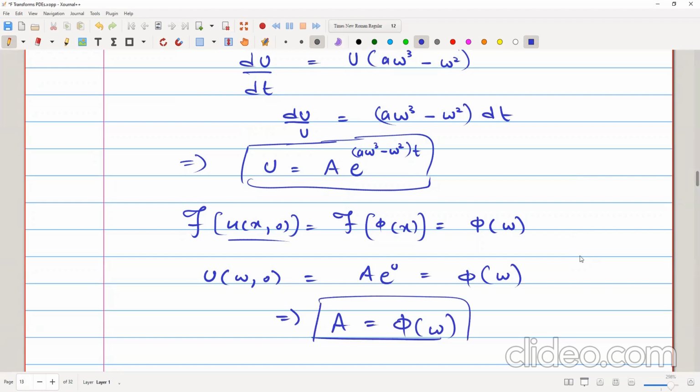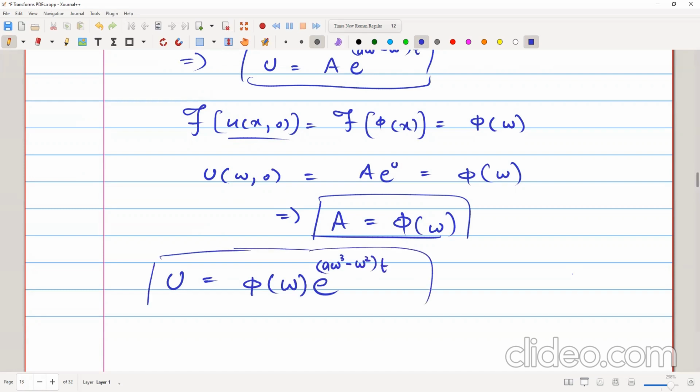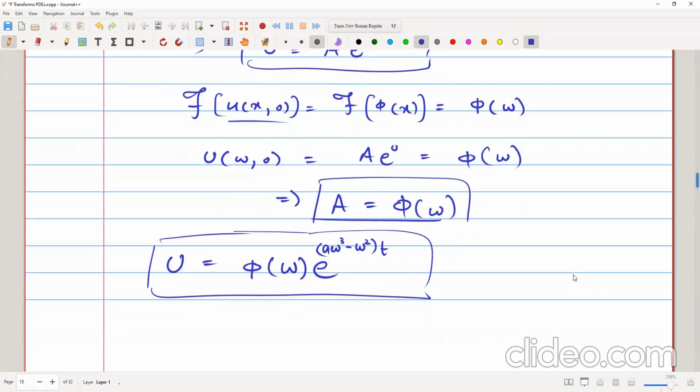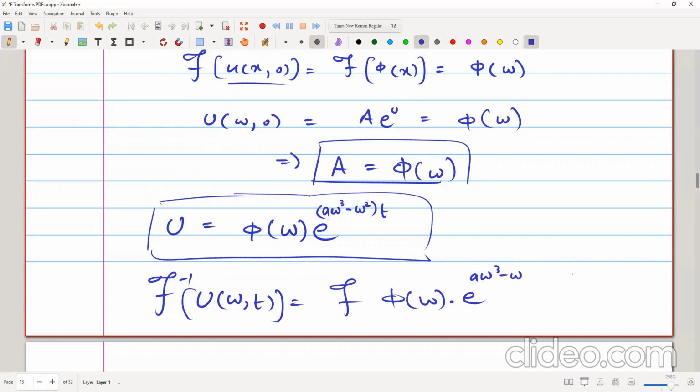So now we can write u equals phi of omega times the exponential a omega cube minus omega squared times t. And then simply by applying the inverse transformation, you can get the function: u(omega, t) equals the inverse transform of phi of omega times e to the power a omega cube minus omega squared t.